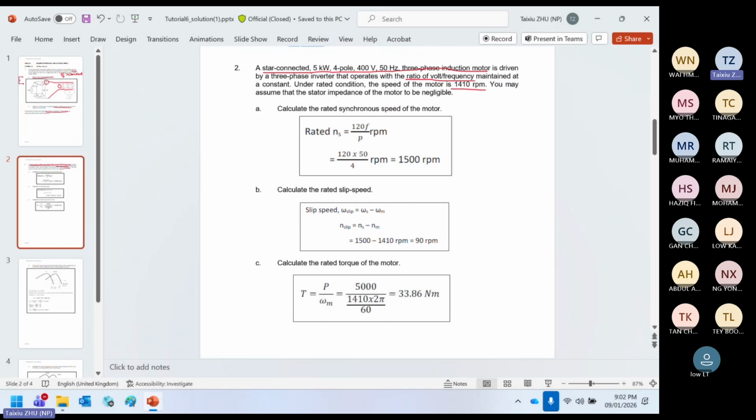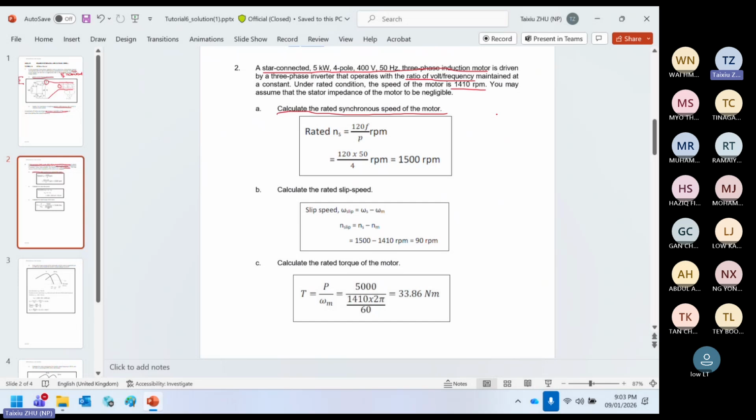The question says you may assume the stator impedance of the motor to be negligible. Why? Because when we derive the V over F constant control, we have assumed the stator impedance of the motor is very small, negligible. Then we can get the conclusion, right? Okay, question 1: calculate the rated synchronous speed of the motor.